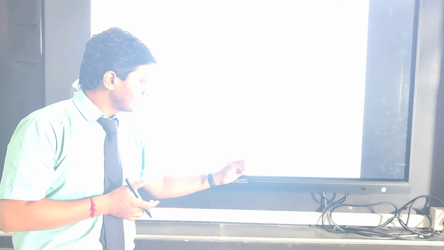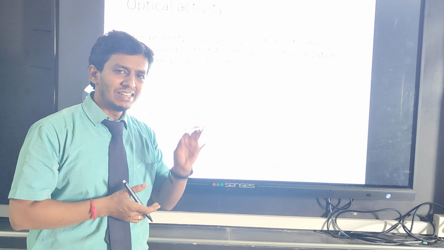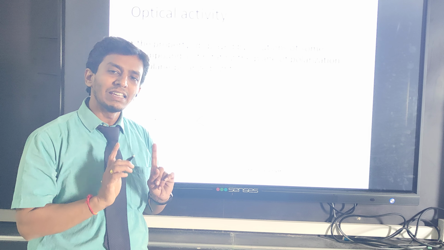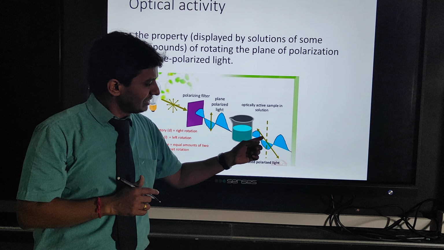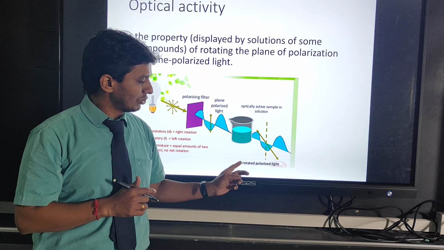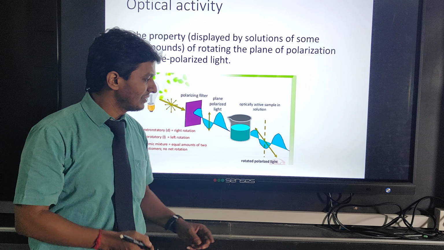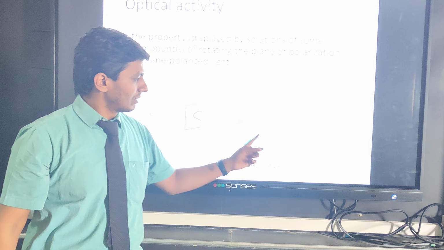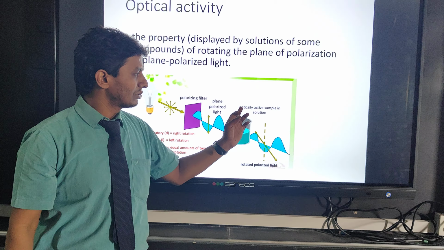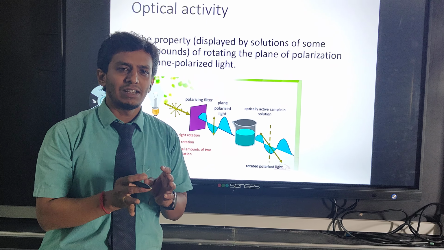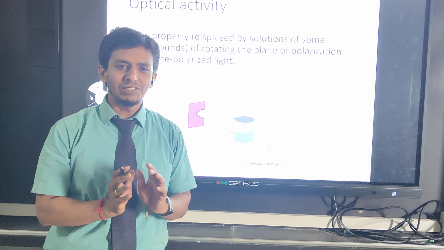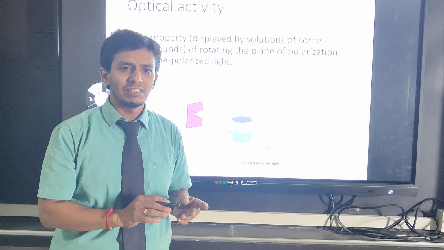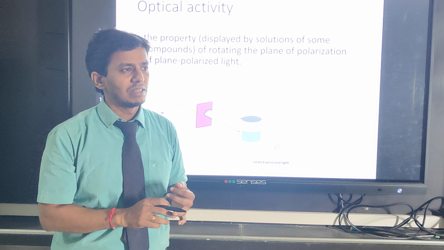When it is passed through a solution containing an isomer, if that solution rotates the direction of the plane polarized light, then it is called an optically active solution. Without this technique, one cannot say that a given structure is dextro or levo.